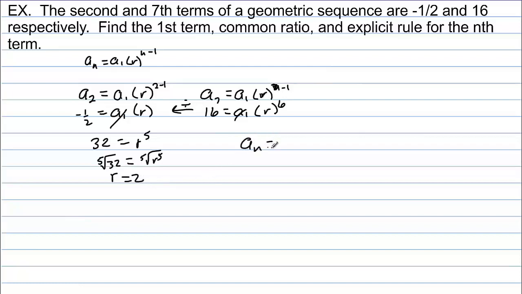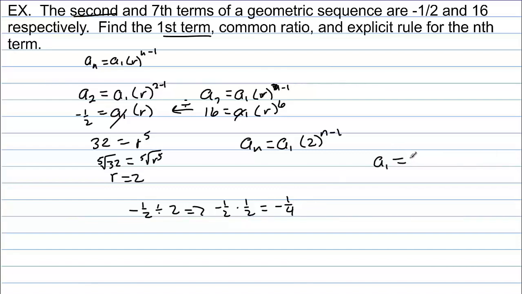Now we have a sub n equals a sub 1 times 2 to the n minus 1. So we're multiplying each term by 2. If I have the second term and I want the first term, I just have to divide. So I need negative 1/2 divided by 2, which is old school arithmetic, negative 1/2 times 1/2. So negative 1/4 is a sub 1. We've found a sub 1. That is negative 1/4.